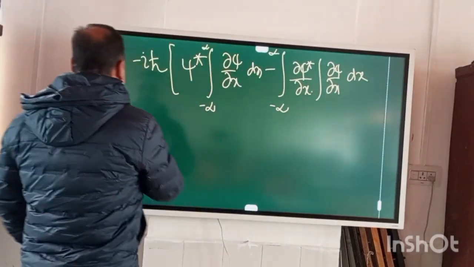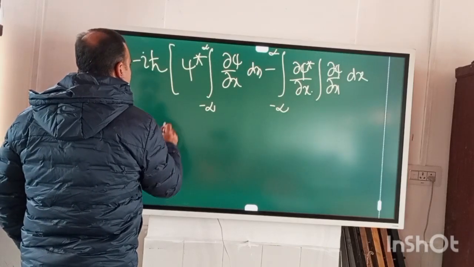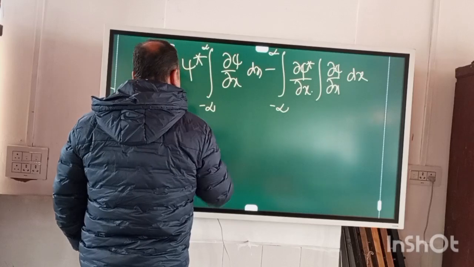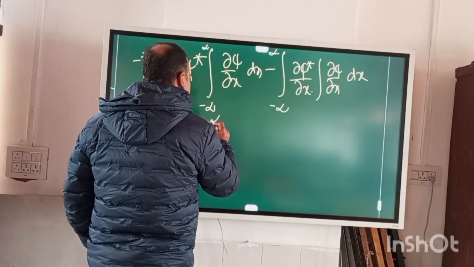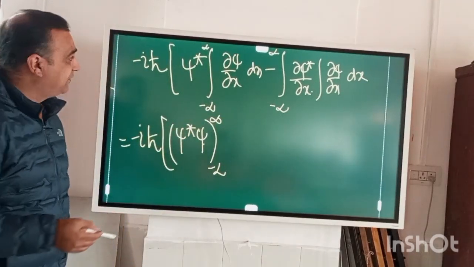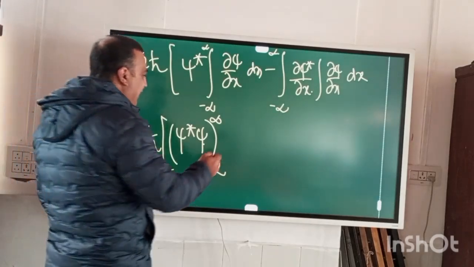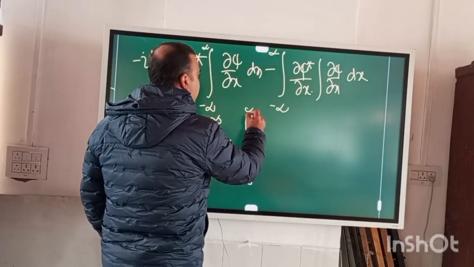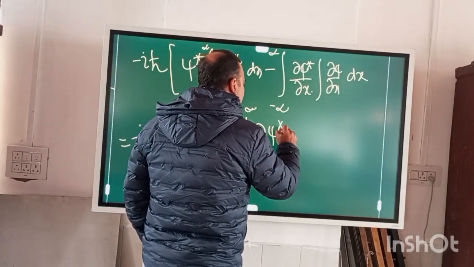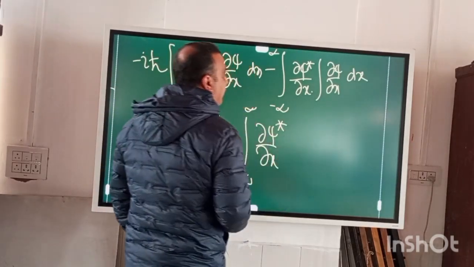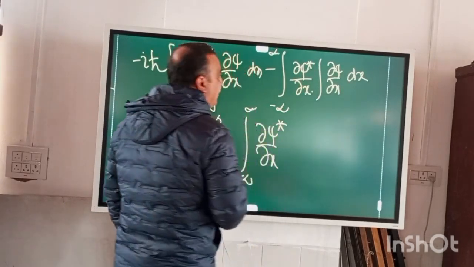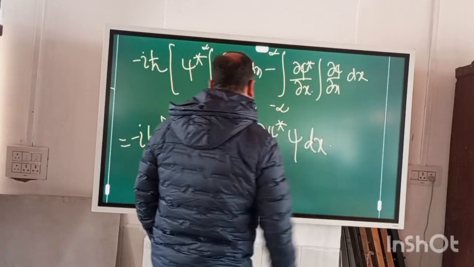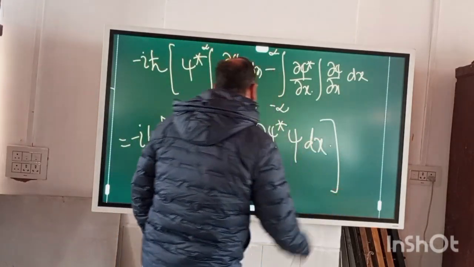Here we have minus i h bar, and here I will have simply psi star times psi, evaluated from minus infinity to infinity, because the integral and differential cancel. Then I will have minus the integral from minus infinity to infinity of dou psi star by dou x, and here the integral and differential are taken off, so you will have psi dx. So I will close the long brackets.